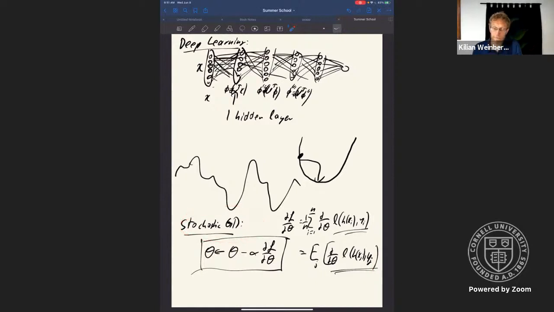For every single gradient step, you ignore almost all of your data. You just take some little random data and pretend that's all you have, take a little gradient step and optimize it. If you use that trick, you can actually learn these neural networks really, really well.